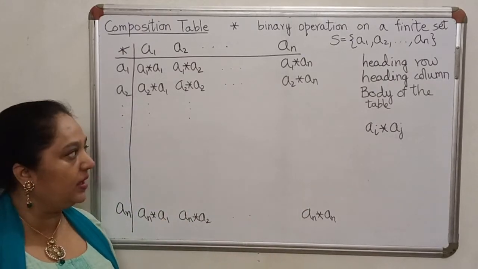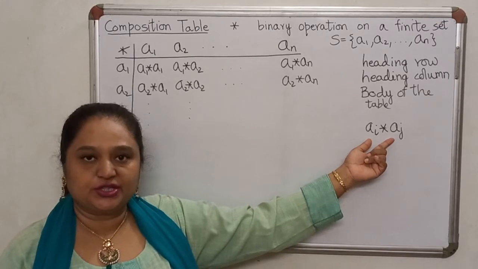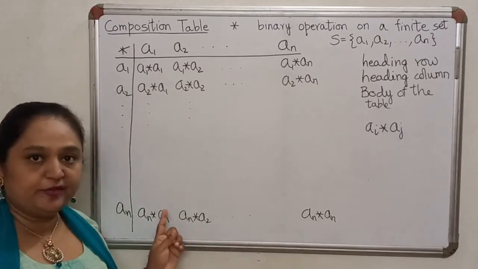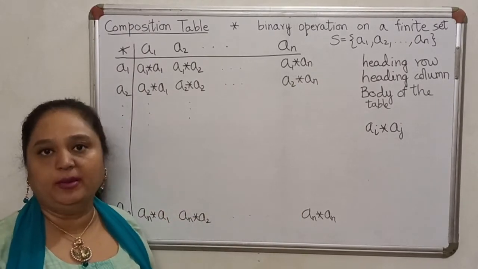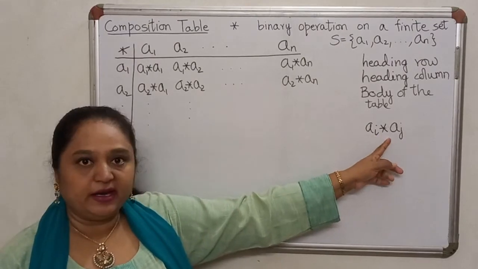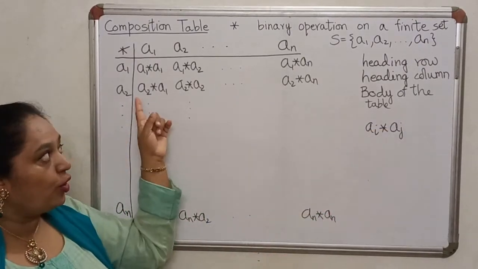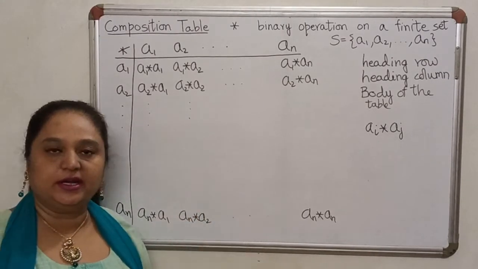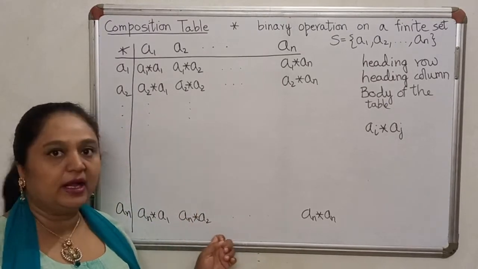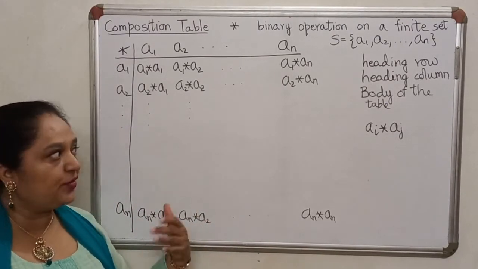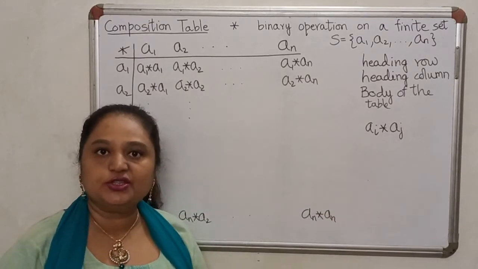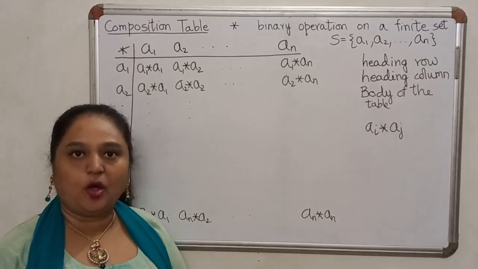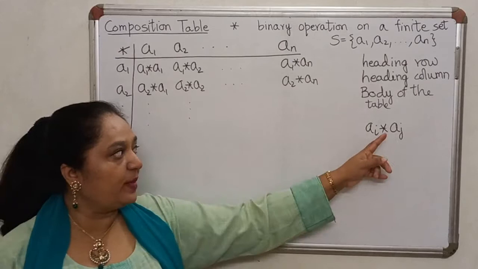The first condition for a binary operation is that all such combinations must exist or must be defined. So in every cell in the body of the table, there has to be some element, because if it is defined, it will be equal to something. So there should be no blanks in the composition table. That will ensure that the first condition is satisfied. If there is a blank, it means for that particular pair, AI star AJ is not defined. So make sure for the first condition that there are no blanks in the composition table. Secondly, this must be unique.